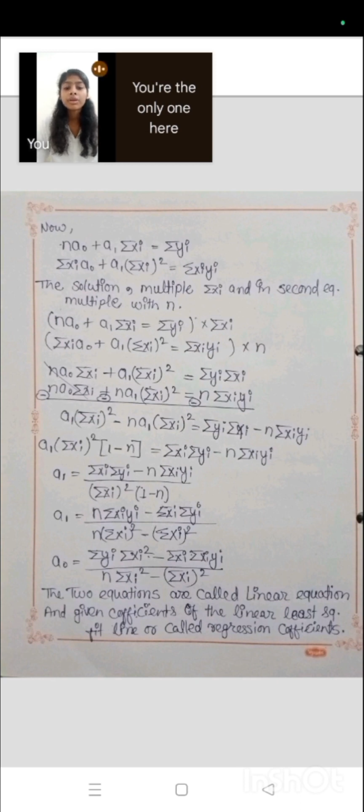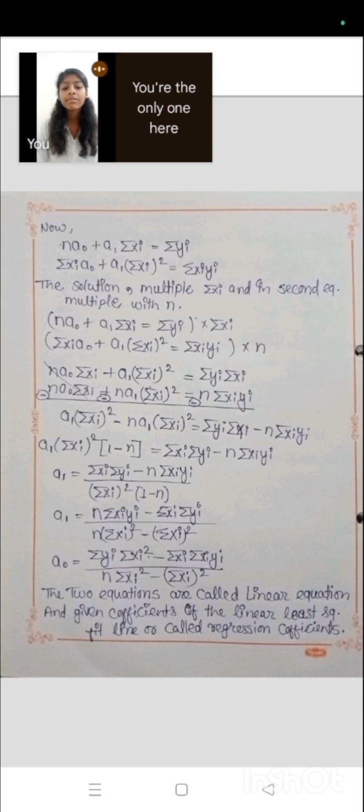So we subtract the n a summation of xi and n a, we subtract n those terms, and we subtract the a1 summation of xi whole square minus n a summation of xi square is equal to minus the summation of yi summation of xi into n summation of xi into yi. So we solve this equation and we will find the a1 value.